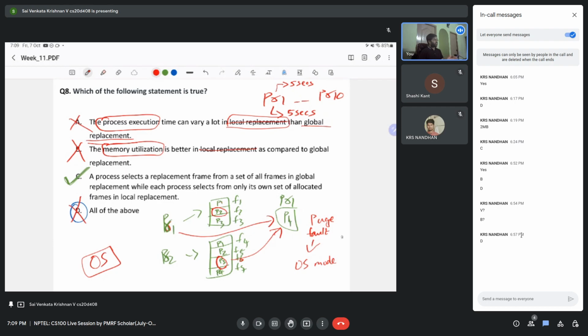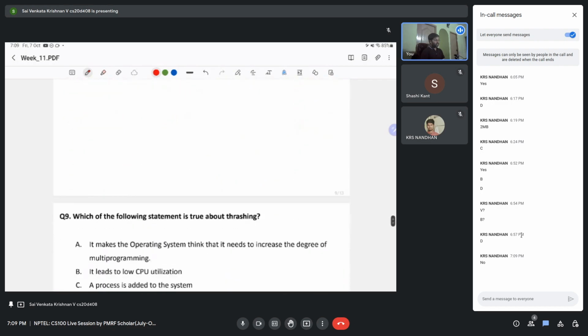Why the execution time varies in global, and the memory utilization is better in global? Any doubts in this question? Right, okay. Thanks, Kan. So in that case, let's move to question 9.